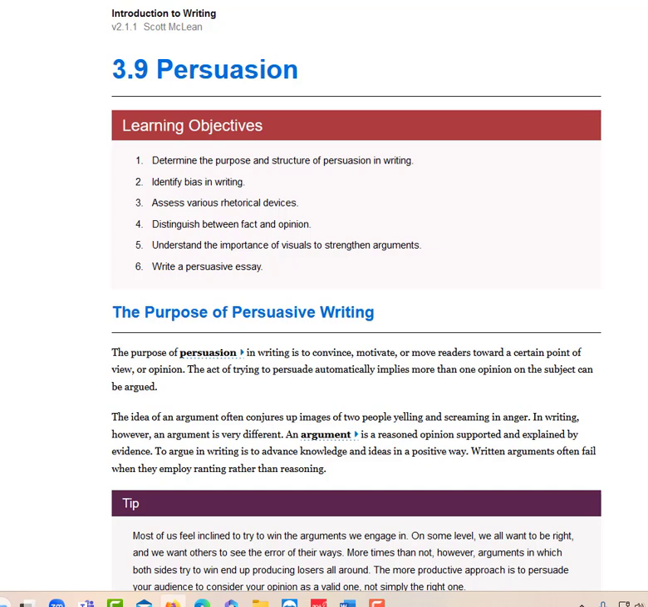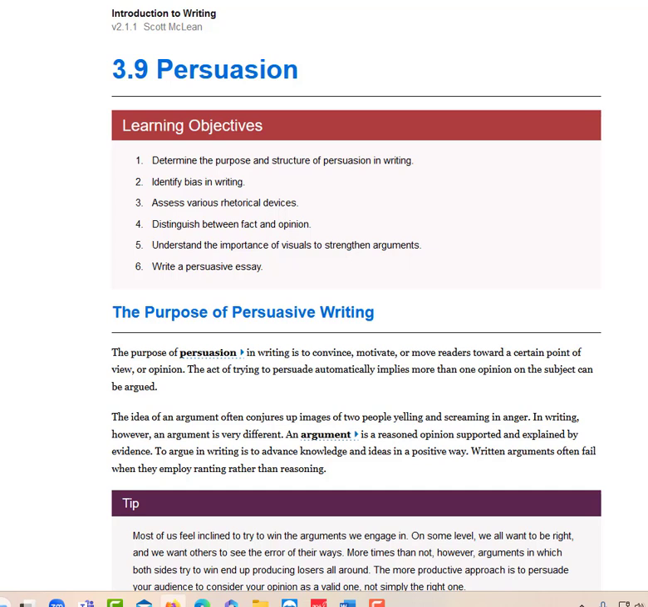The purpose of persuasion in writing is to convince, motivate, or move readers toward a certain point of view or opinion. The act of trying to persuade automatically implies more than one opinion on the subject can be argued. The idea of an argument often conjures up images of two people yelling and screaming in anger. In writing, however, an argument is very different. An argument is a reasoned opinion, supported and explained by evidence. To argue in writing is to advance knowledge and ideas in a positive way.